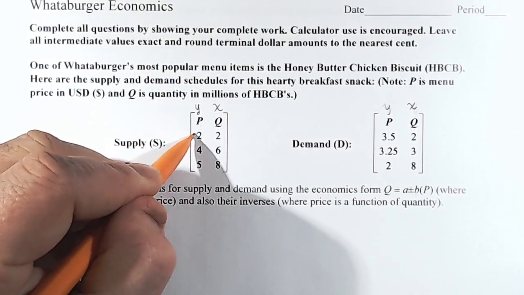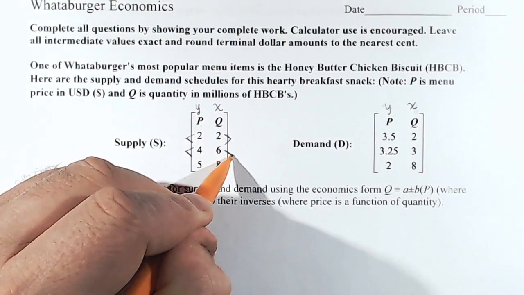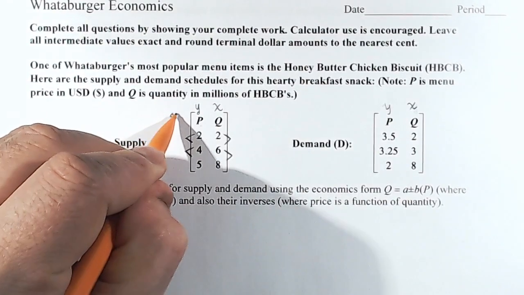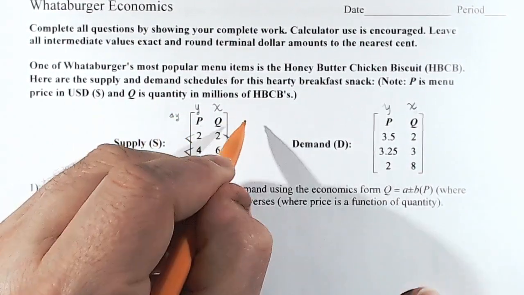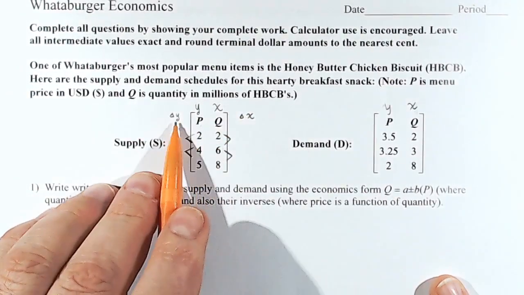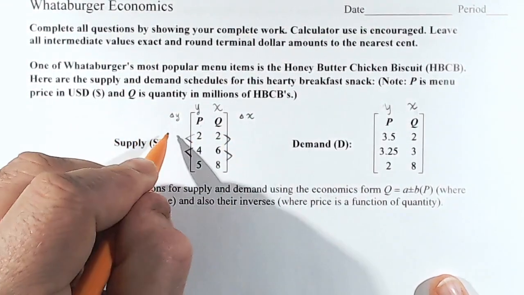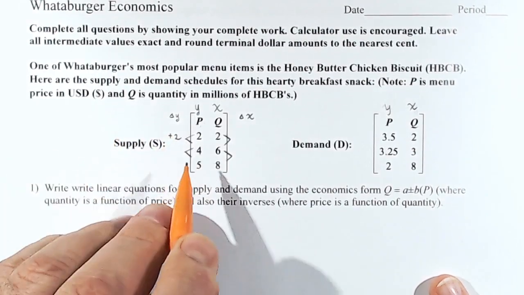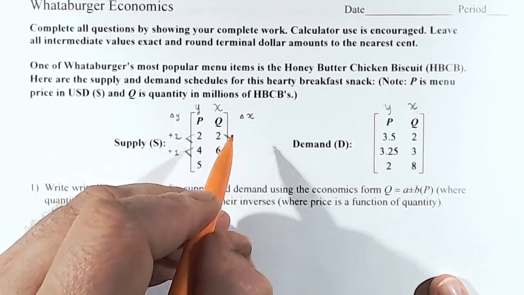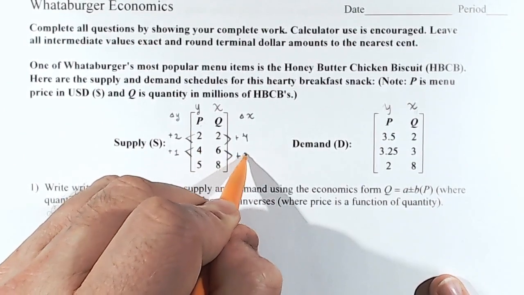Let's first figure out if this is a linear equation by computing the rate of change. What we're hoping is that we find a constant rate of change. First we'll compute the change in Y, and then the change in X. This would be the change in P and the change in Q. From 2 to 4, that's plus 2. From 4 to 5, that's plus 1. From 2 to 6, that's plus 4. And from 6 to 8, that's plus 2.